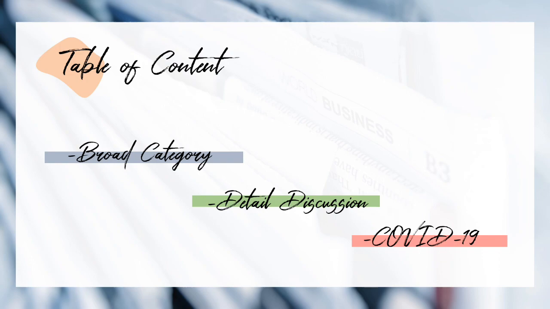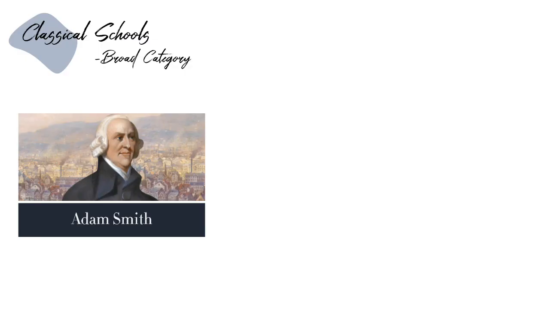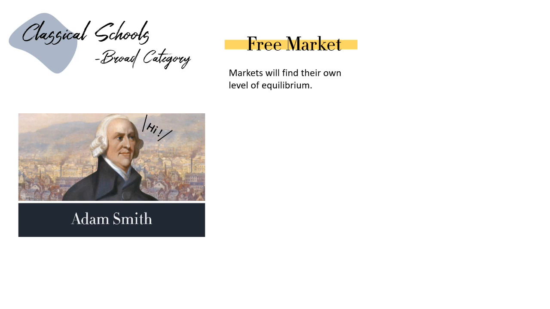Okay, let's get started. In the classical schools, Adam Smith is the pioneer of classical economic theory. So here we have 5 points of the category. First one is the free market. The theory of classical economics is that free markets will regulate themselves if they are left alone. Markets will find their own level of equilibrium without interference by people or the government.